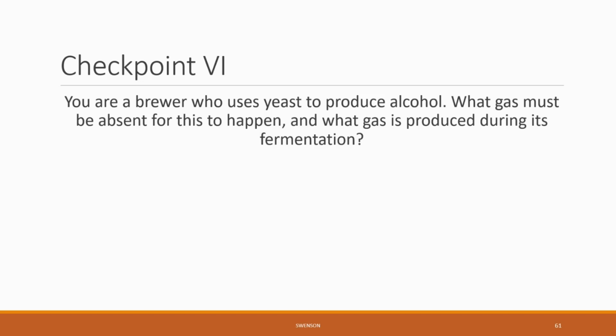All right, last checkpoint, checkpoint 6. You are a brewer who uses yeast to produce alcohol. What gas must be absent for this to happen? And what gas is produced during its fermentation?